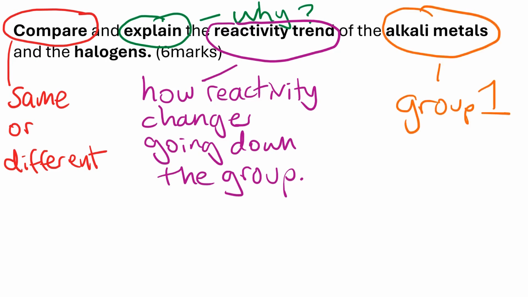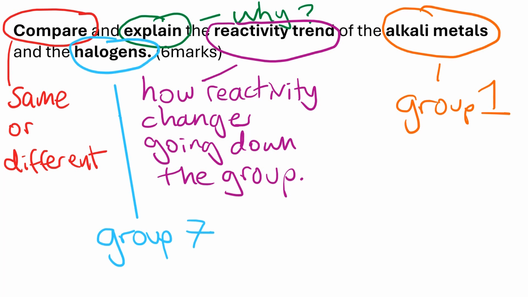The alkali metals, you need a bit of knowledge there, remembering that the alkali metals are group 1 of the periodic table, and similarly the halogens are group 7. So this question is saying, how do the halogens and the alkali metals change as you go down the group? Is the reactivity getting more reactive or less reactive? Is it the same for both groups? And then we need to say why that might be the case.